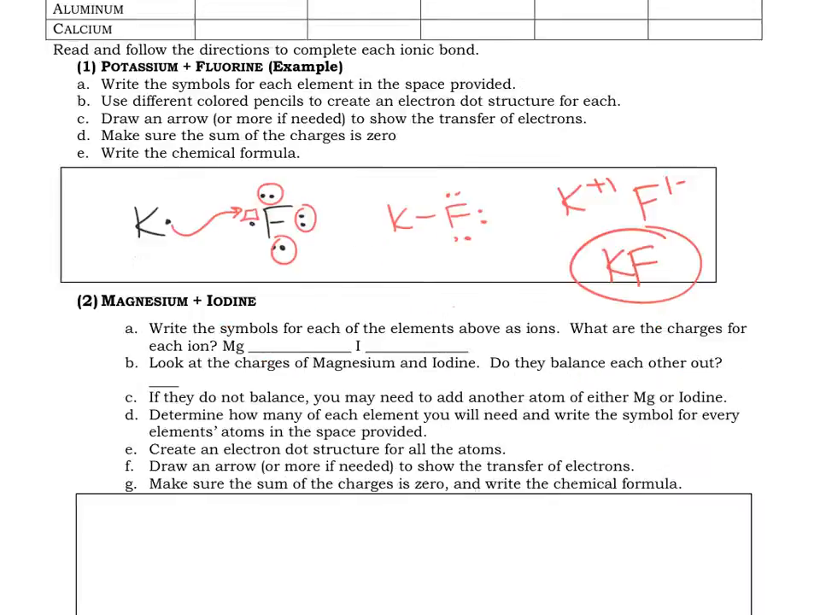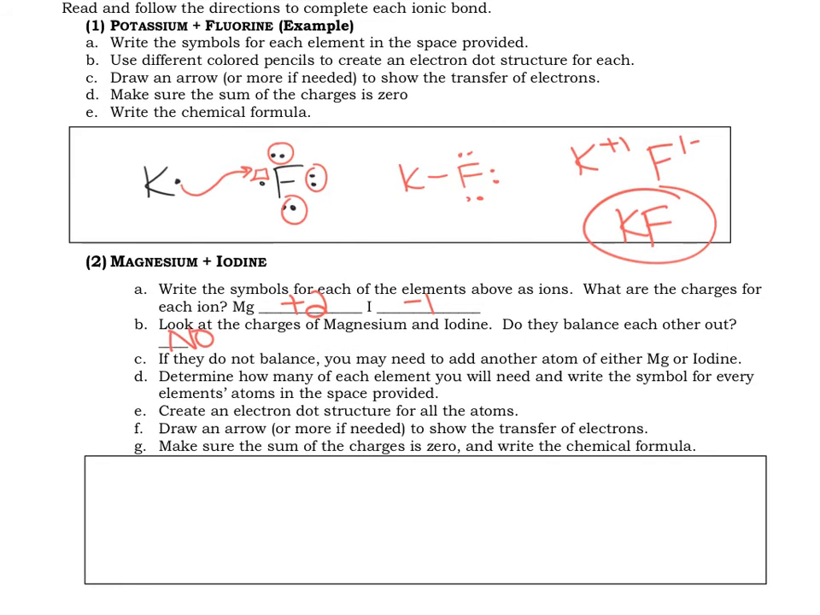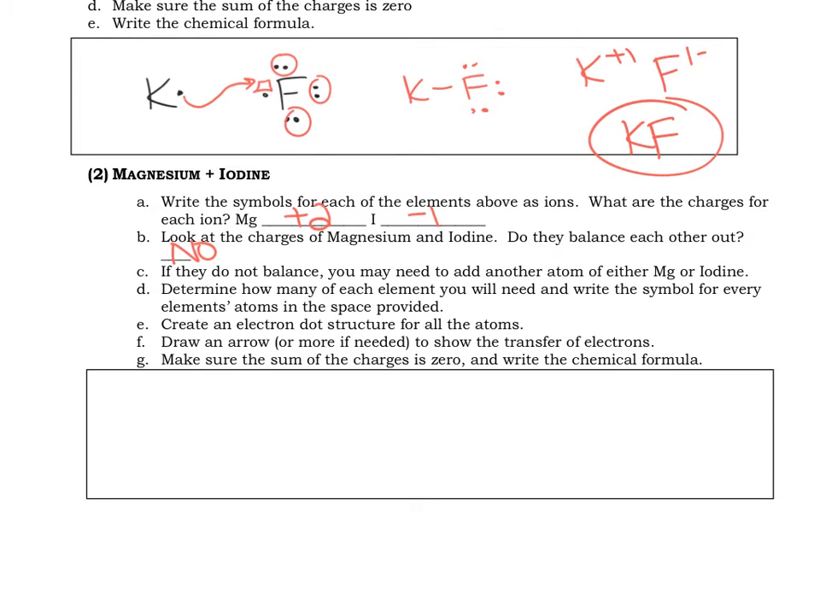Okay. I'll even help you with number 2 as well. Magnesium is going to be a +2, iodine is going to be a -1. So if I look at a +2 and a -1, is that going to cancel? No. So since it's not going to cancel, I'm going to need to add another ion of, hopefully you know it's iodine.